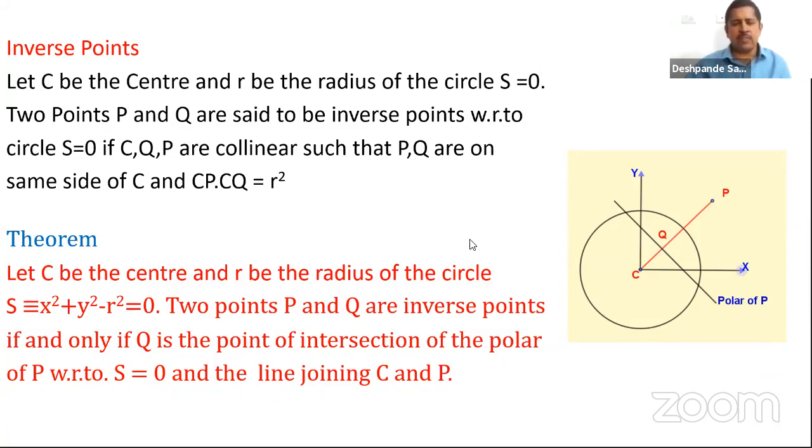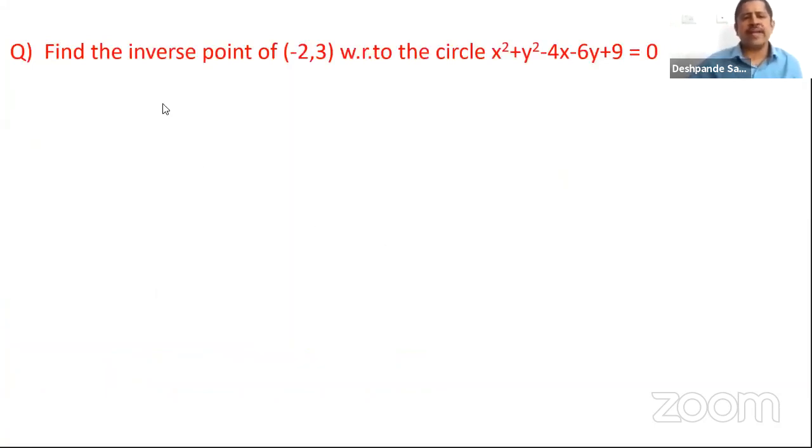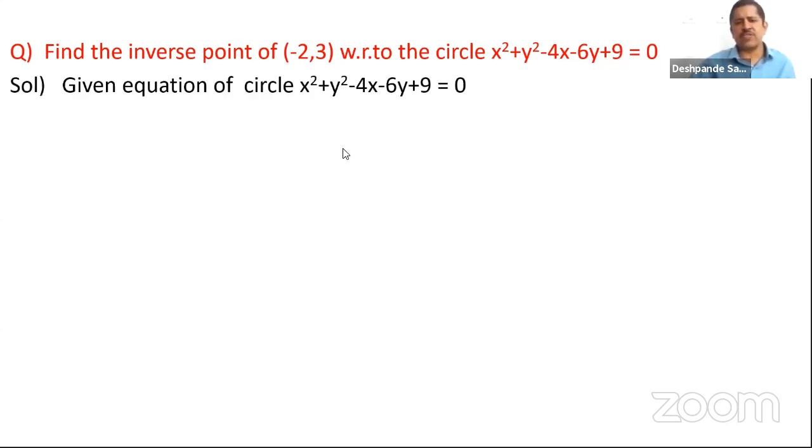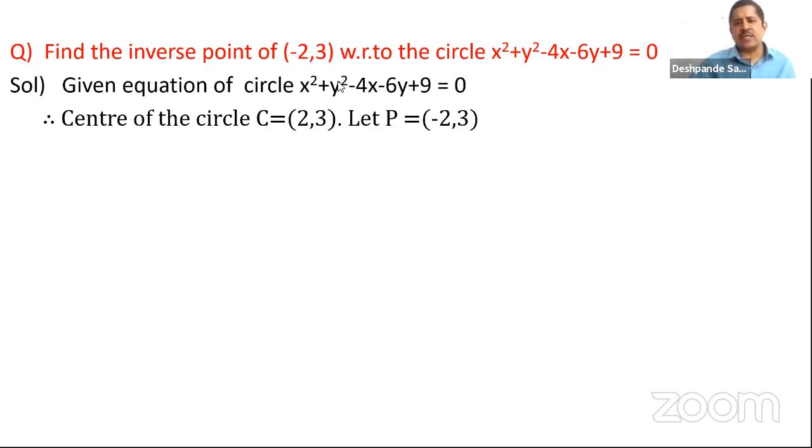So let us take a small problem on this. Find the inverse point of minus 2 comma 3 with respect to the circle x square plus y square minus 4x minus 6y plus 9 is equal to 0. So earlier I said you can take the general equation of circle also. So you have taken the standard equation of circle x square plus y square minus 4x minus 6y plus 9 is equal to 0. So what is given? Equation of circle, center minus g minus f, so it is 2 comma 3. The point given is minus 2 comma 3. So you're going to find the inverse of this point for the circle from the center C.